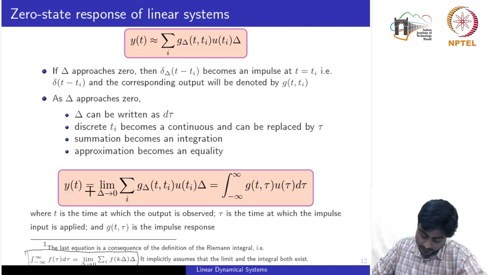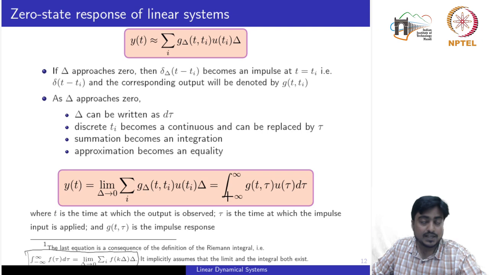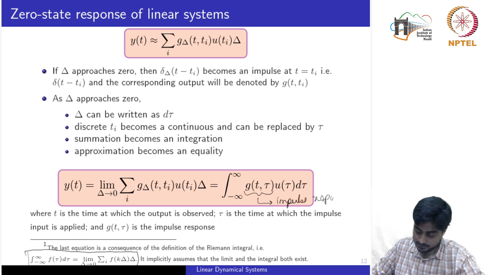So now y of t is defined by an integral from minus infinity to infinity, g of t comma tau u tau d tau. Now it says that the input was applied at time t equal to tau and we are obtaining the output at time t. And this g function is now defined as the impulse response of the system.